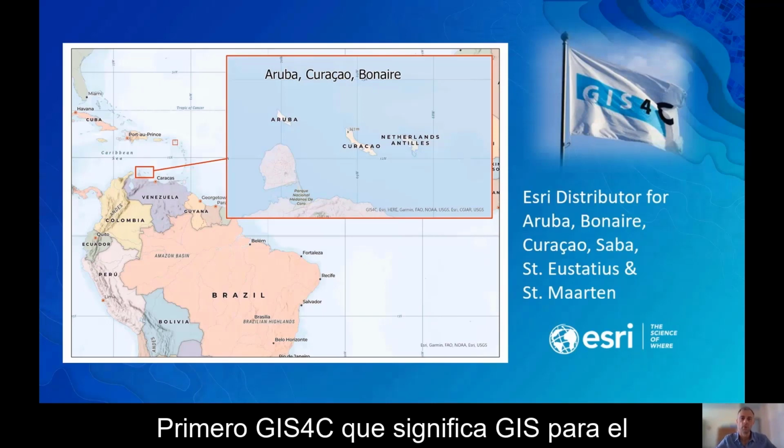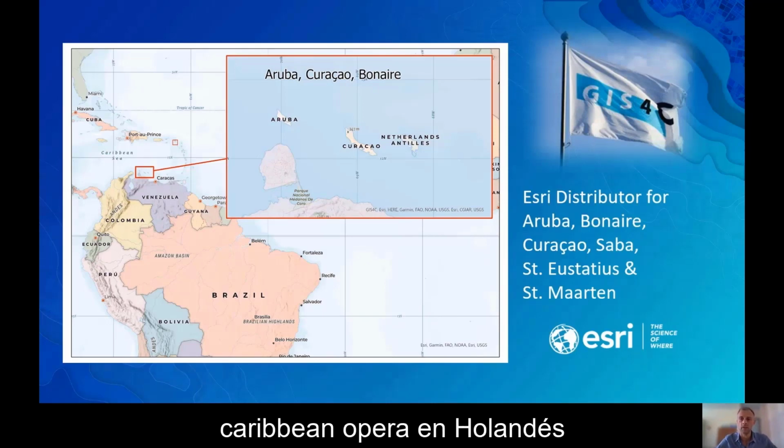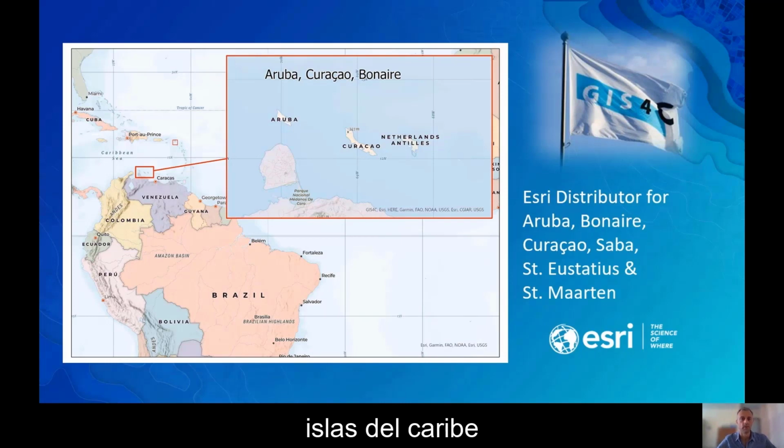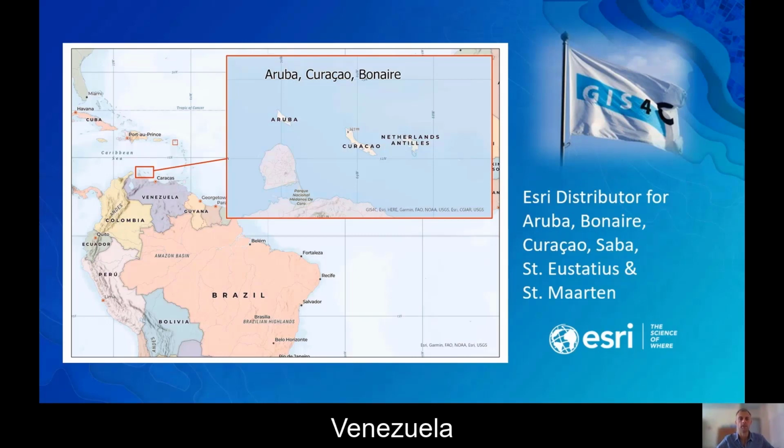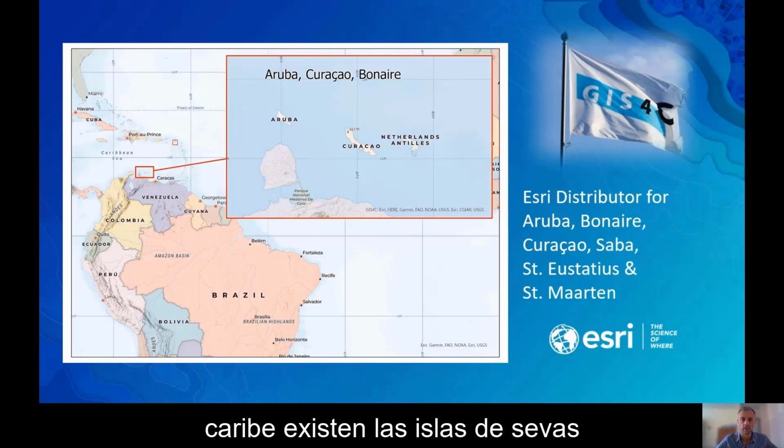First, GIS for C, which stands for GIS for the Caribbean, operates in the Dutch Caribbean islands. As you can see in the map, Aruba, Curaçao, and Bonaire are the islands located off the coast of Venezuela. And in the northeastern part of the Caribbean, there are the islands of Saba, Sint Eustatius, and Sint Maarten.